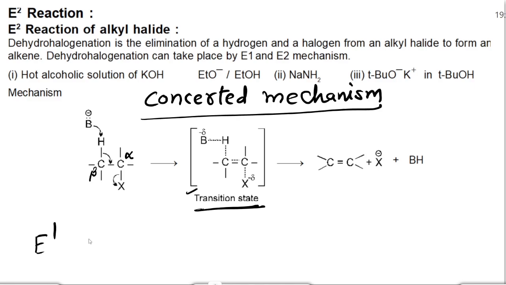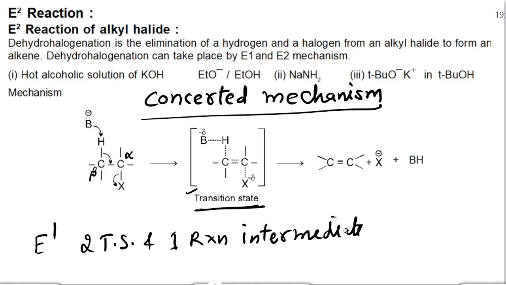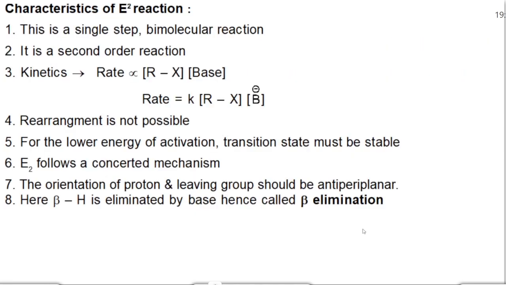See, in E1 there are two transition states and one reaction intermediate. But in E2, there is only one transition state, no reaction intermediate. So it leads to the formation of alkene, halide, and base. This is a single step bimolecular reaction. It follows second order kinetics, because alkyl halide and base appear in the same step.